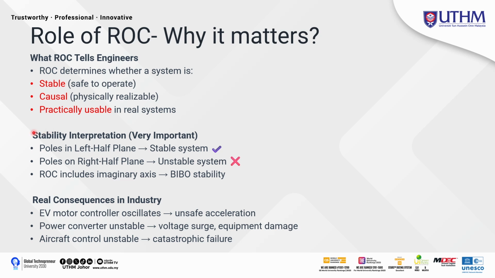There is a very important rule in industry: if the system poles are in the left half plane, the system is stable. If the poles move to the right half plane, the system becomes unstable. So why does this matter? Because an unstable EV motor controller can cause vibration and sudden, unsafe accelerations. An unstable power converter can damage the equipment. And lastly, in aerospace, instability can lead to catastrophic failure.